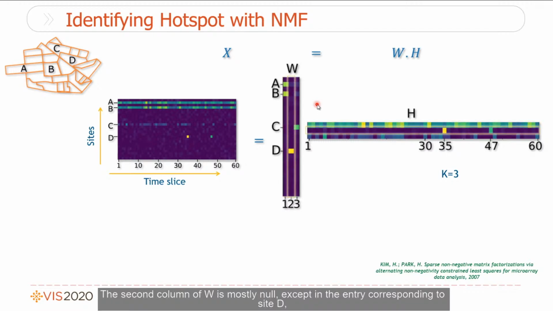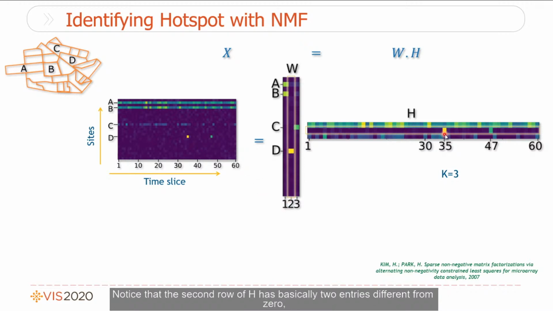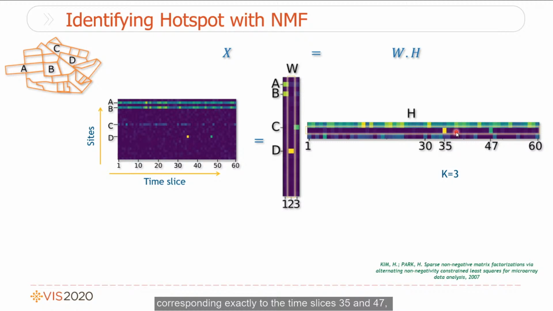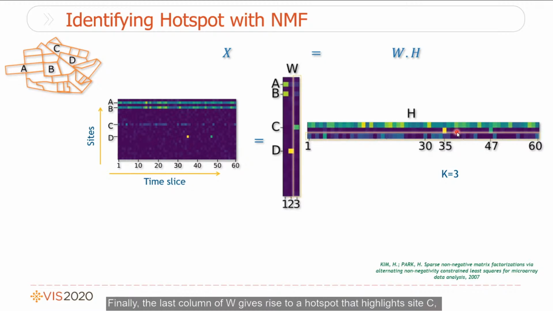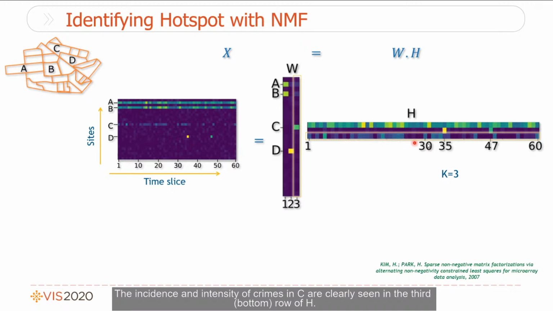The second column of W is mostly null, except in the entry corresponding to site D, where crimes are not frequent but happen with high intensity in particular time slices. Notice that the second row of H has basically 2 entries different from 0, corresponding exactly to time slices 35 and 47, where site D faces a large number of crimes. Finally, the last column of W gives rise to a hotspot that highlights site C, where crimes are frequent, but in smaller magnitude when compared to A and D. The incidence and intensity of crimes in C are clearly seen in the bottom row of H.